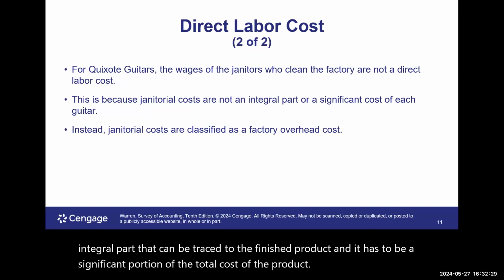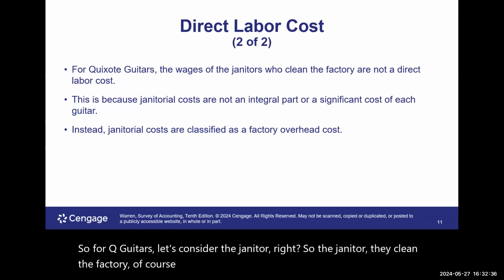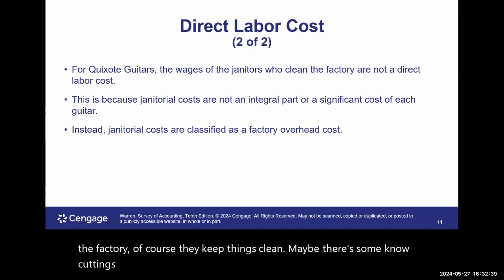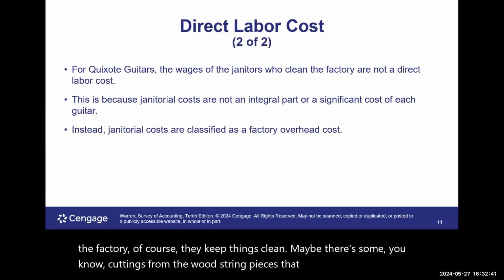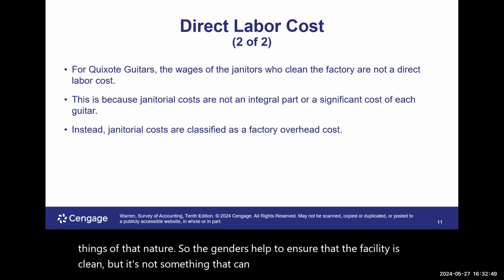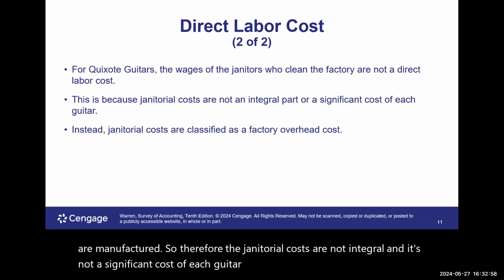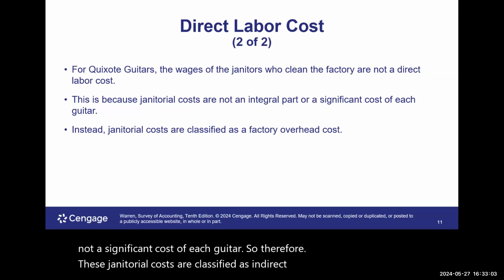So for Q Guitars, let's consider the janitor, right? The janitor cleans the factory. Of course, they keep things clean. Maybe there's some cuttings from the wood, string pieces that are on the floor and things of that nature. So the janitors help to ensure that the facility is clean, but it's not something that can be directly traced to the guitars that are manufactured. So therefore, the janitorial costs are not integral, and it's not a significant cost of each guitar. So therefore, these janitorial costs are classified as indirect labor, factory overhead.